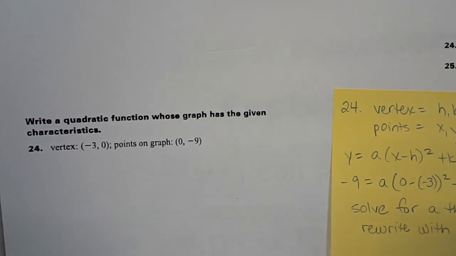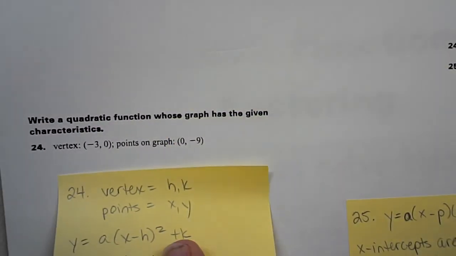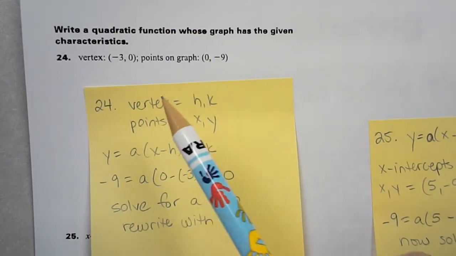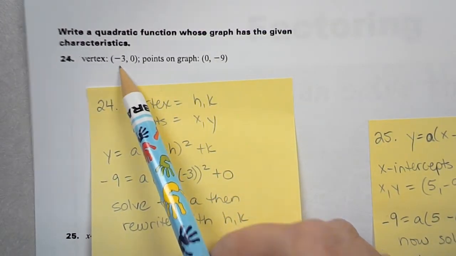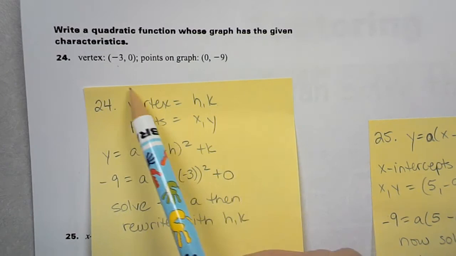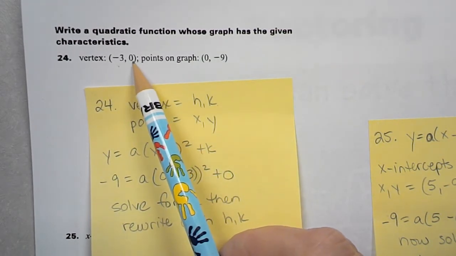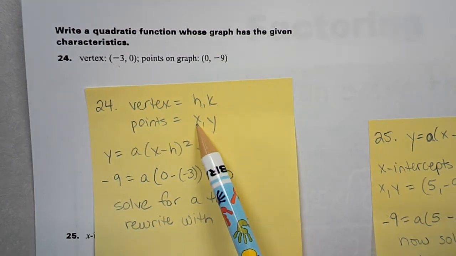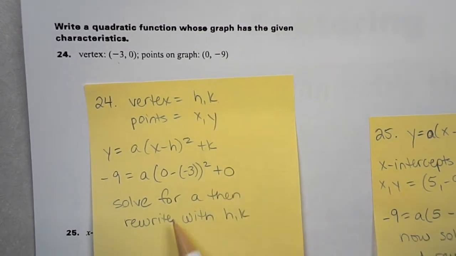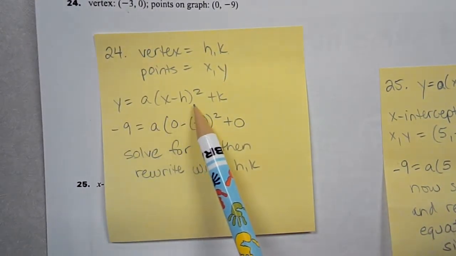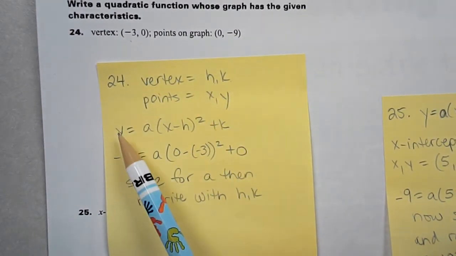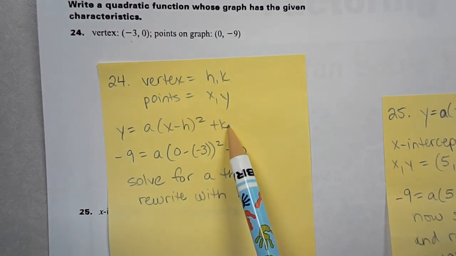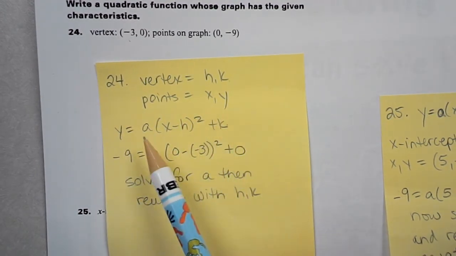Let's look at 24. 24 has a quadratic function whose graph has these characteristics. The vertex tells you h and k, so h is negative 3 and k is 0. The point tells you x and y, so here your x is 0 and y is negative 9. So if you look at this formula, you have y, x, h, and k. The only thing you do not have is a.